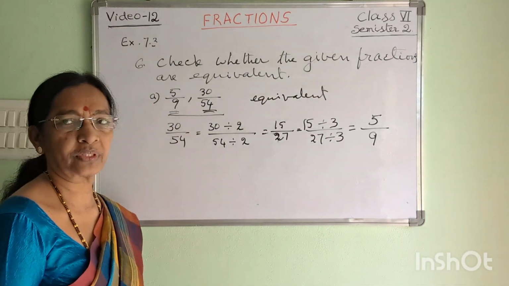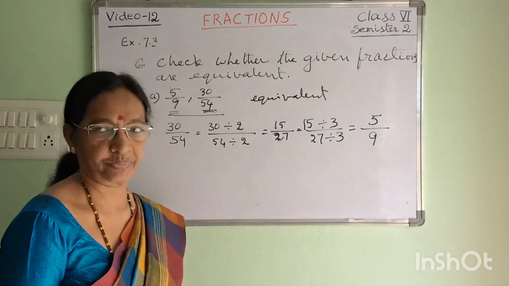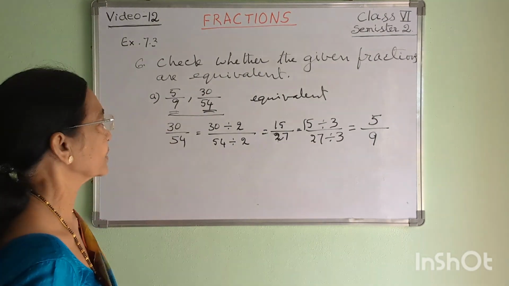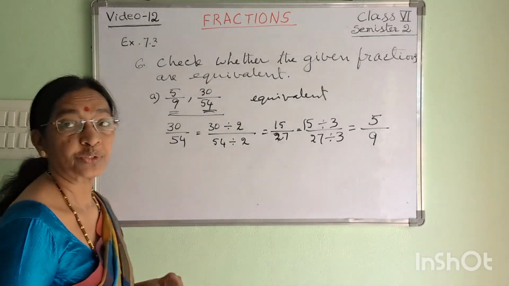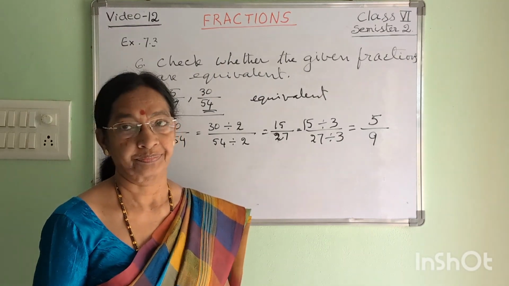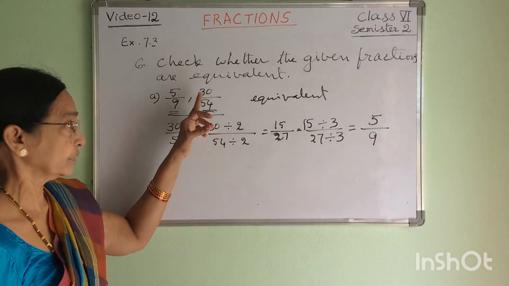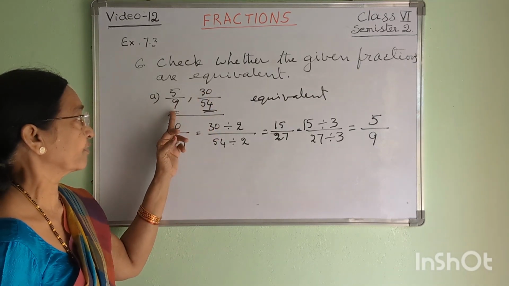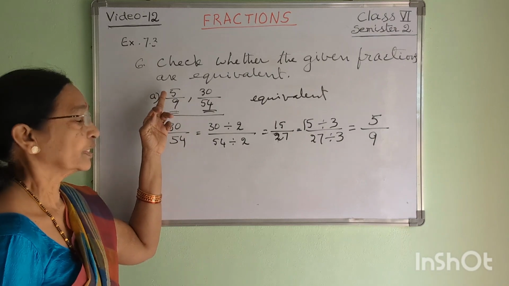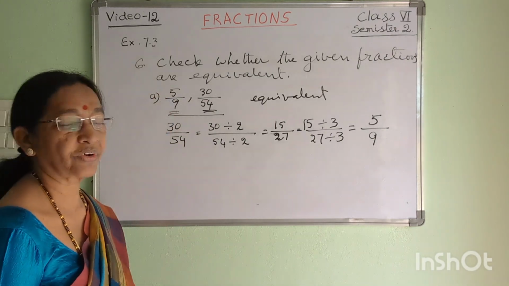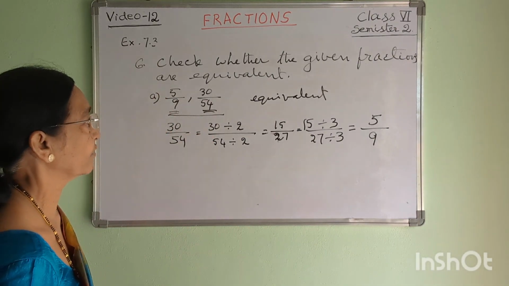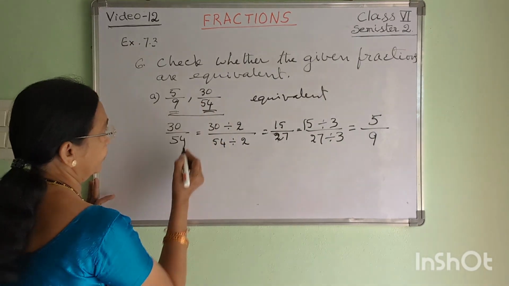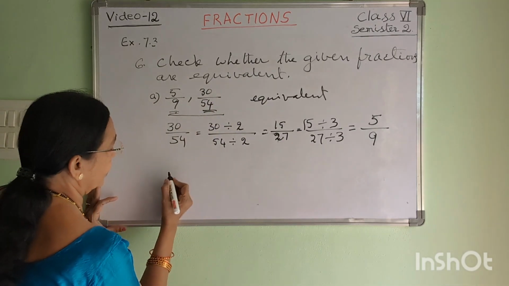So converting both of them into the simplest forms and checking whether they are equal, we can check like that. And the other one is using the cross products. If the product of the numerator of the second one and the denominator of the first fraction is equal to the product of the numerator of the first and the denominator of the second one, then they are said to be equal. So first we will take these two products.